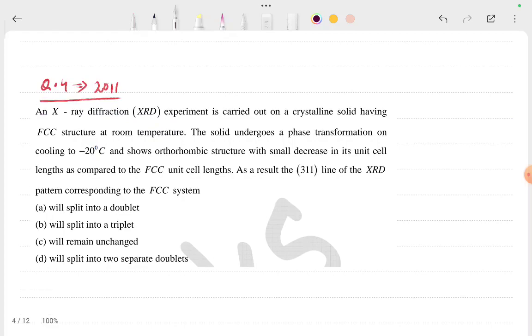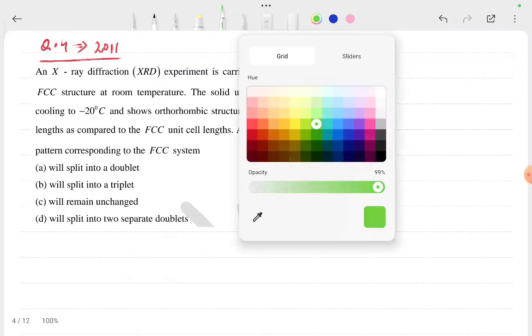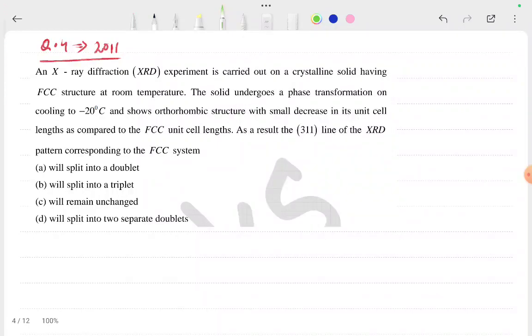Next, come to another question, question number 4. This question was asked in the 2011 IIT JAM examination. An X-ray diffraction, XRD, experiment is carried out on a crystalline solid having an FCC structure at room temperature, and the solid undergoes a phase transformation on cooling to minus 20 degrees centigrade, to an orthorhombic structure.